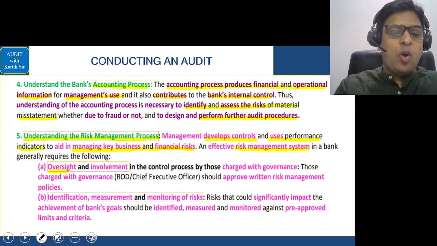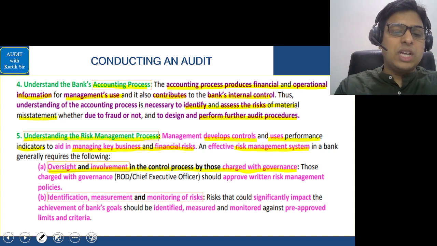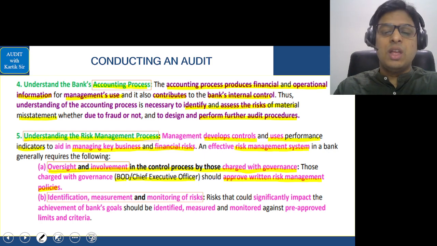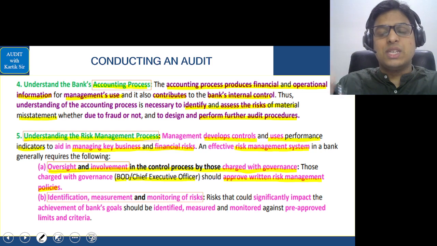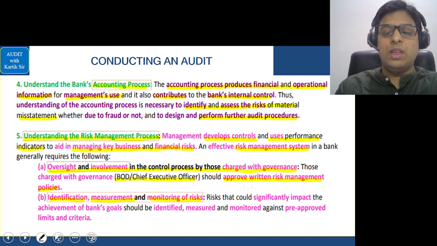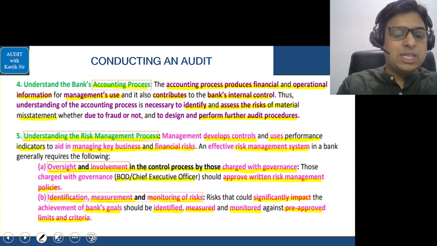First, they have said here oversight and involvement in the control process by those charged with governance. Those charged with governance, that is the board of directors or CEO, chief executive officer, should approve a written risk management policy. They should have a risk management policy in place. If they have a policy in place, what will they be able to do? They'll be able to identify the risk, measure the risk, monitor the risk, correct? Risks that could significantly impact the achievement of the bank's goal should be identified, measured, monitored against pre-approved limits and criteria. Pre-approved limits and criteria.